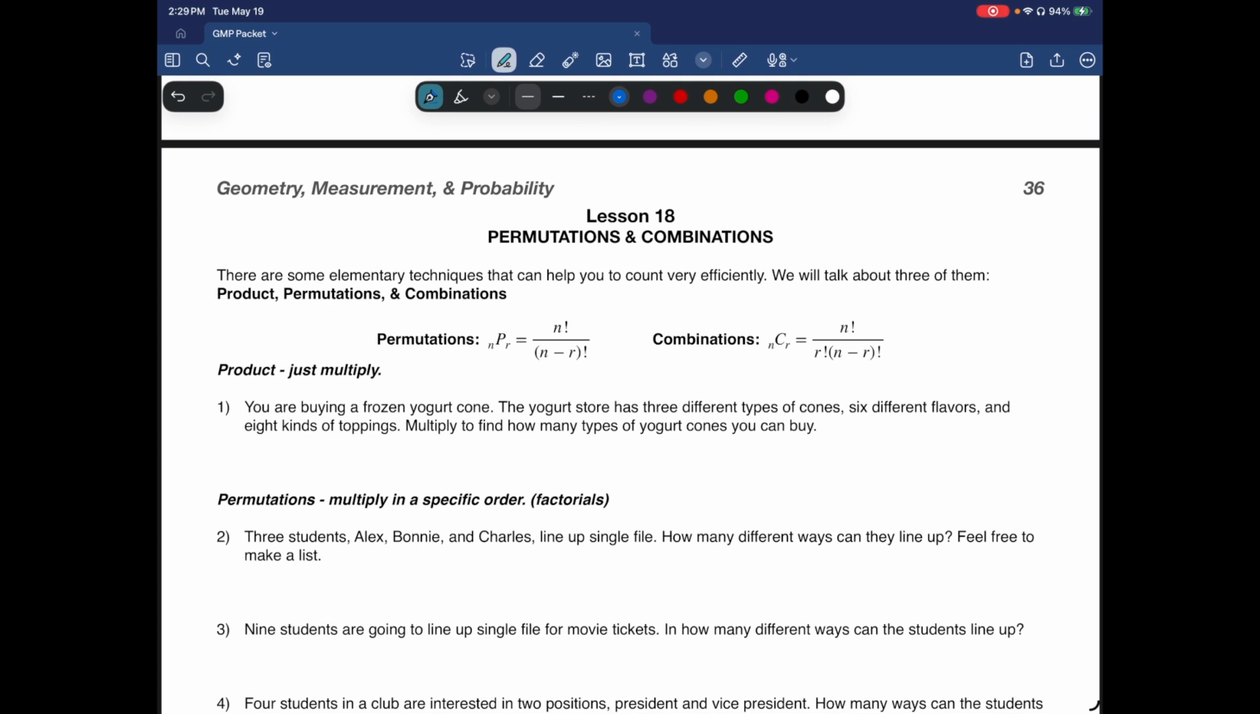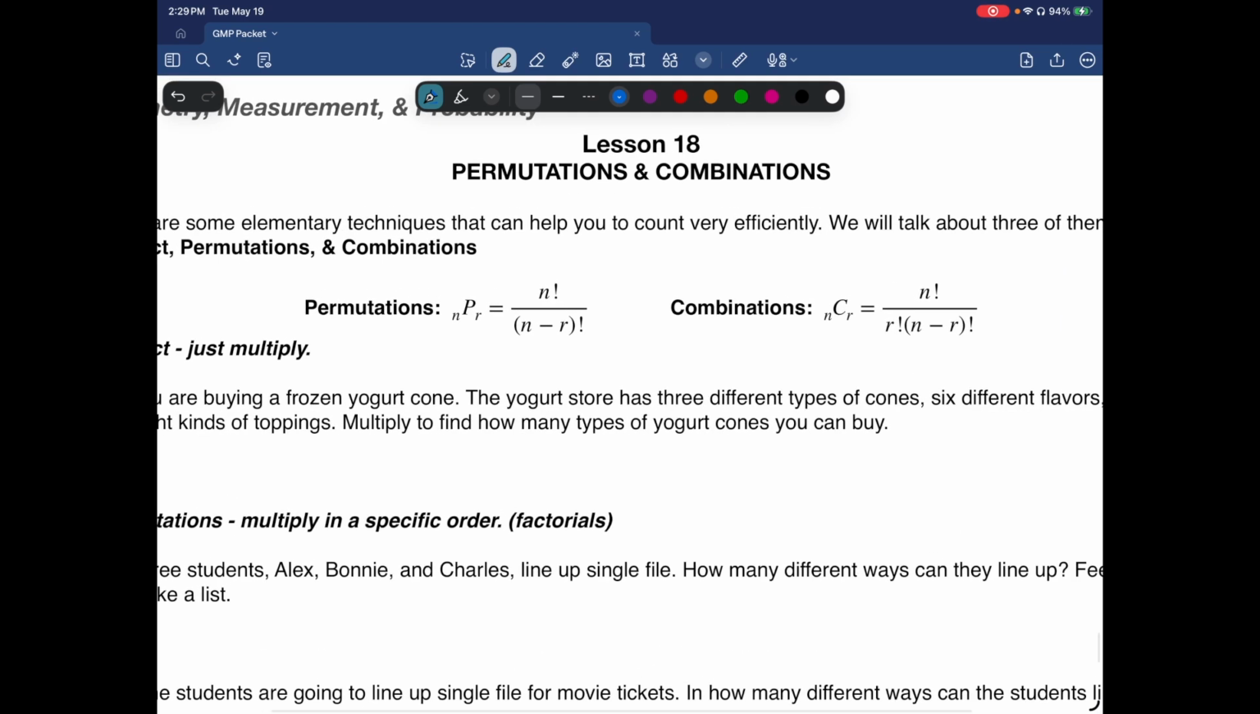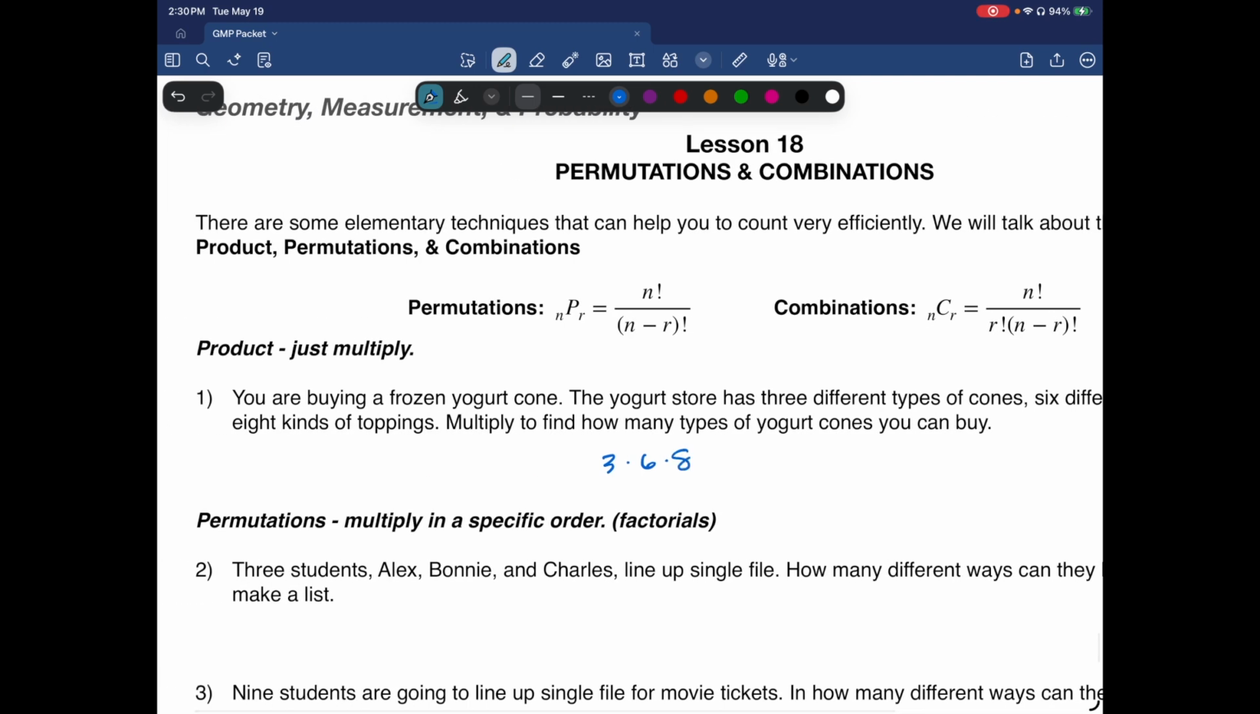All right. So there are some elementary techniques that you can use to count very efficiently. We will talk about all three of them. The product, which is what we just talked about with Sonic drinks, permutations, and combinations. So with the product, you just multiply. You're buying a frozen yogurt. The yogurt store has 3 different types of cones, 6 different flavors, and 8 kinds of toppings. So 3 times 6 times 8. Multiply them all together. How many can you buy? It'll be 144 different ways you can order your frozen yogurt.